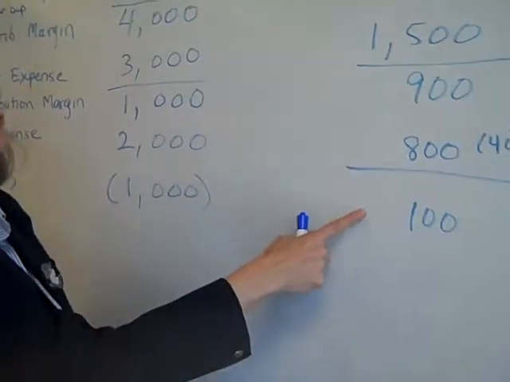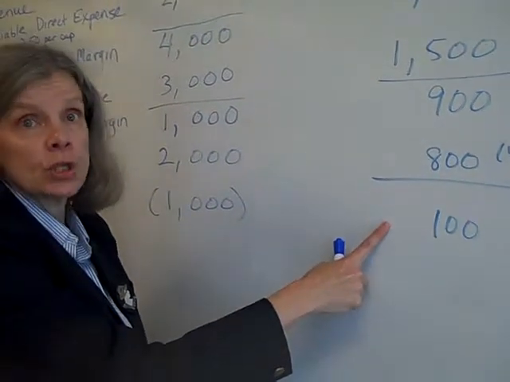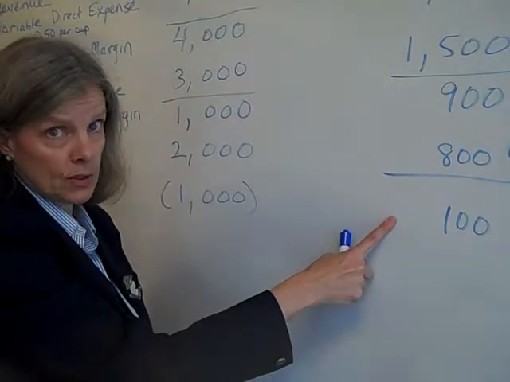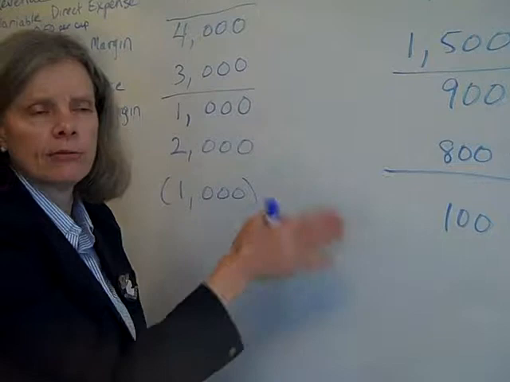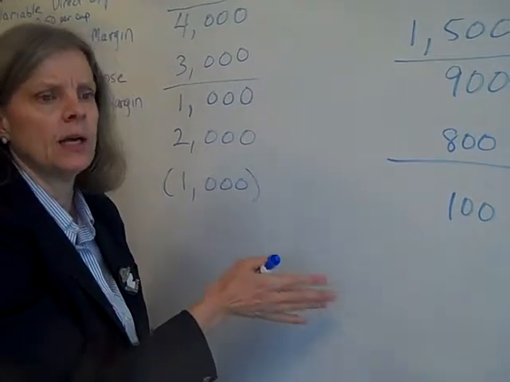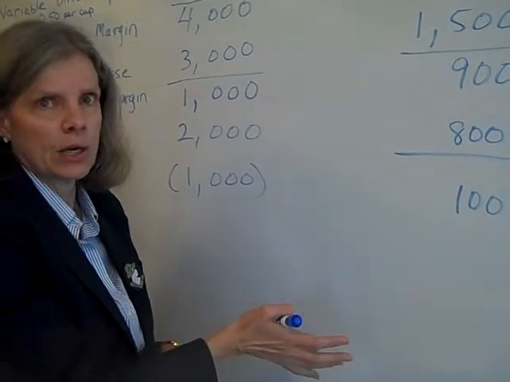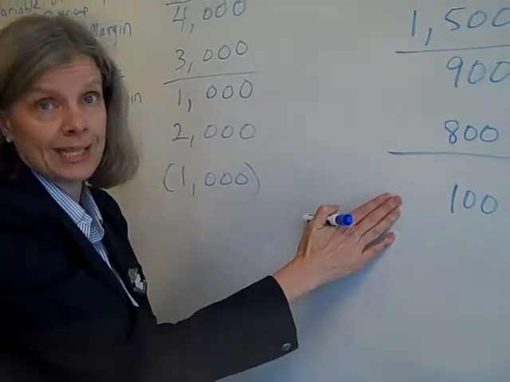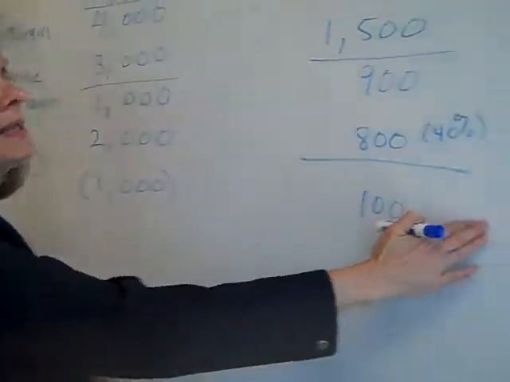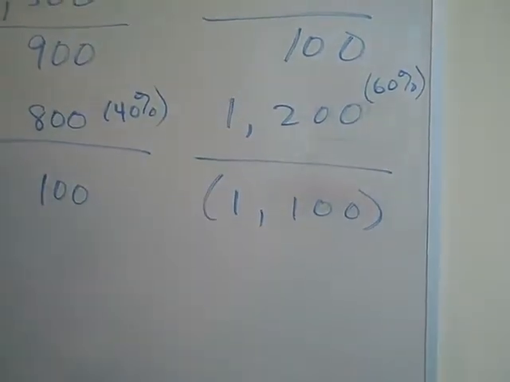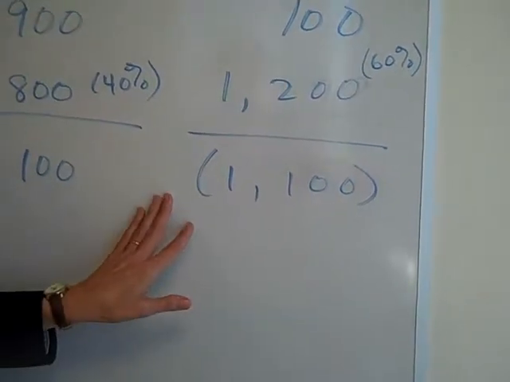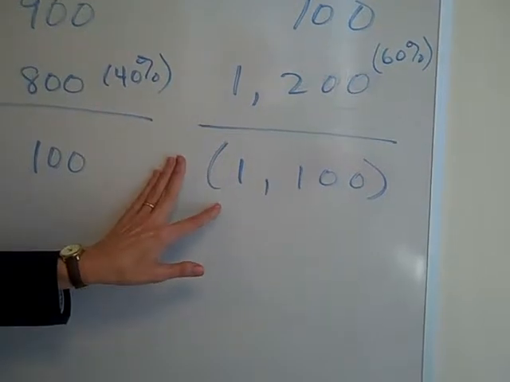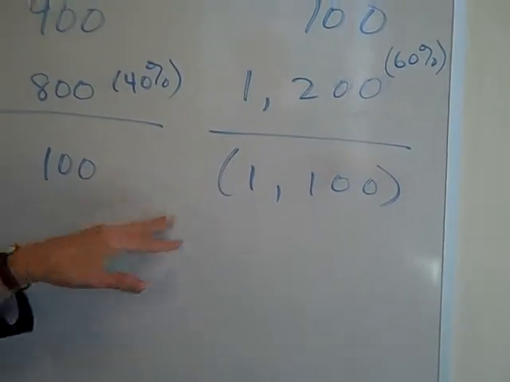The bottom line for Jen is $100 of profit once you subtract those indirect costs. So she's covering all of her fixed direct and indirect costs as well as the variable costs, and she's making a profit for Lenny's Lemonade. Whereas Dan has a loss of $1,100. So this is mainly where our problem is.